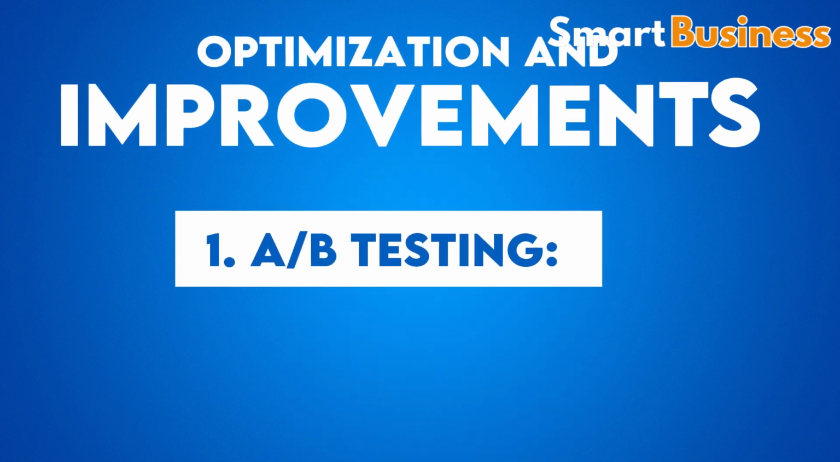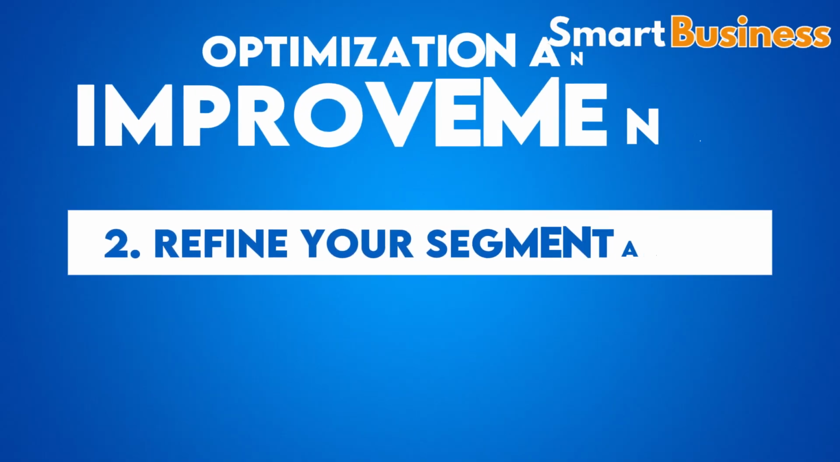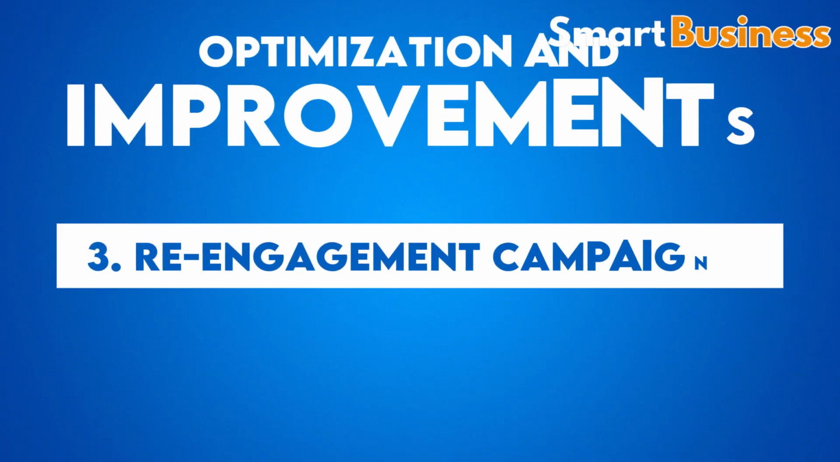Number one, A/B testing. A/B testing is the process of sending the same content with two different kinds of approaches. You can run A/B tests on different subject lines, CTAs, or even different sending times. Number two, refine your segmentation. Segments are the different groups of people you have in your campaign, and you can look at your campaign's performance by segments as well.